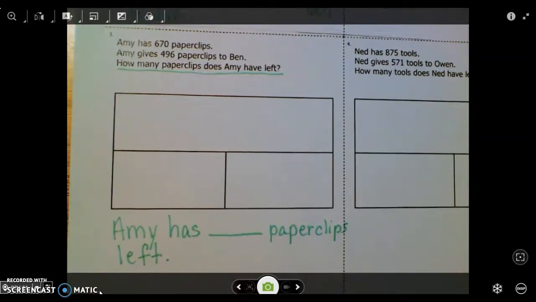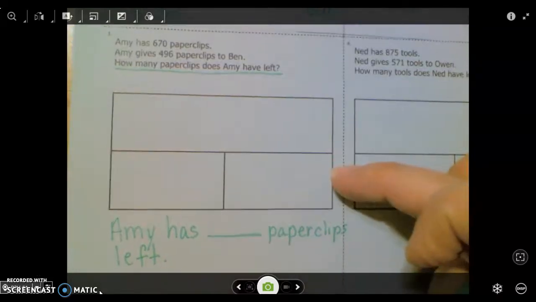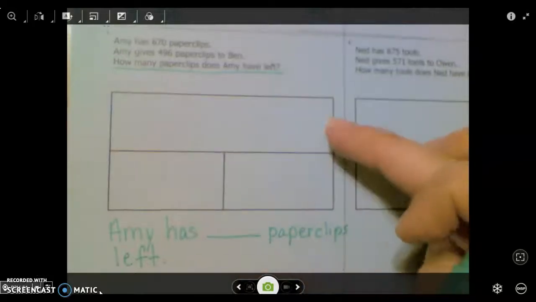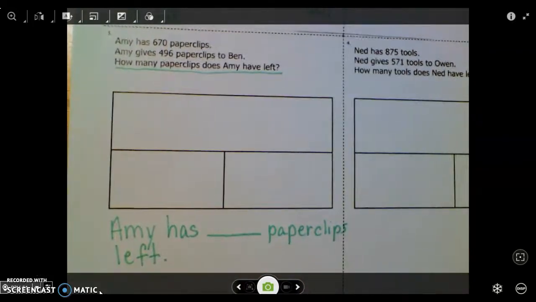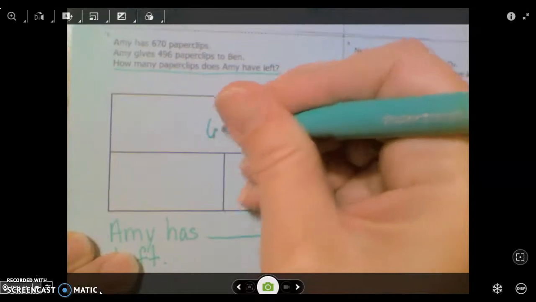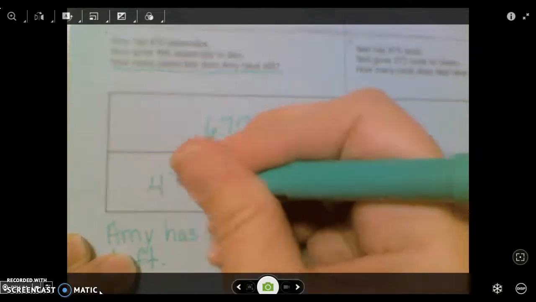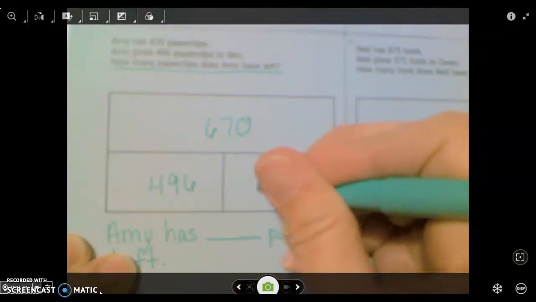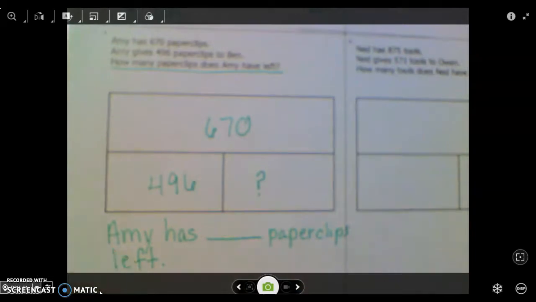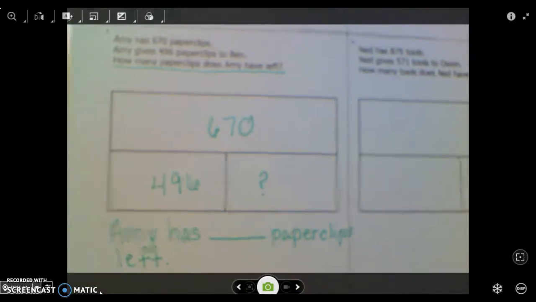Now, I need to ask who or what is the problem about? The problem is about paper clips. Okay. Draw a model that we've already drawn for you. Now I need to decide, this is a part whole again. It says that Amy has 670 paper clips. We know the whole. She gives 496 paper clips to Ben, so I know one part. Now I want to know how many does she have left. So fill in these numbers in your bar model. 670, my whole, and then 496 is one part, and I don't know the other part. Go ahead and pause the video and fill these numbers in.